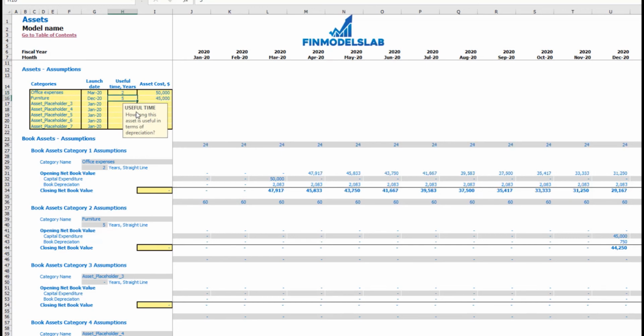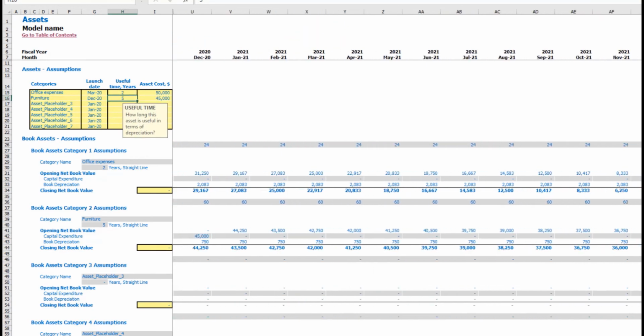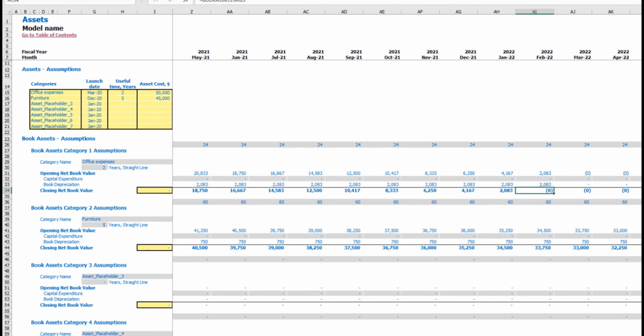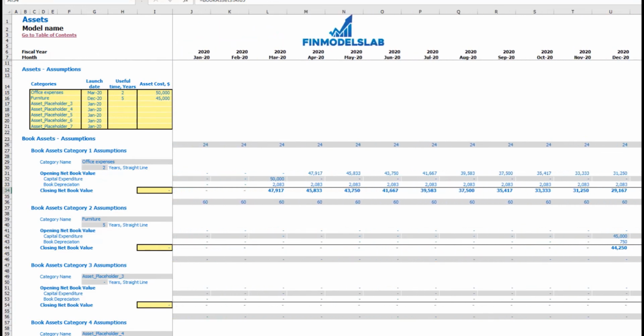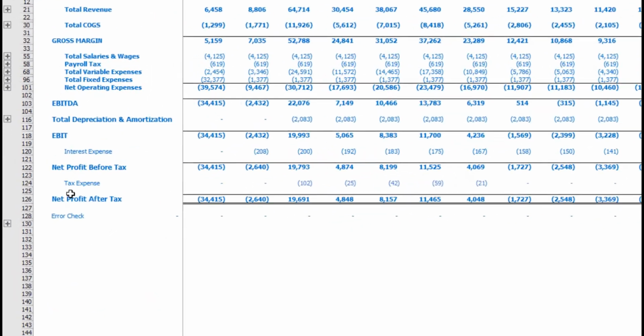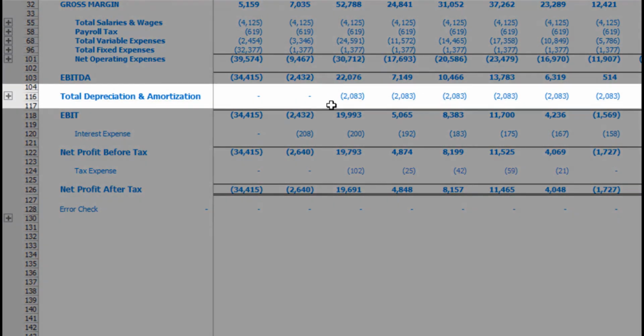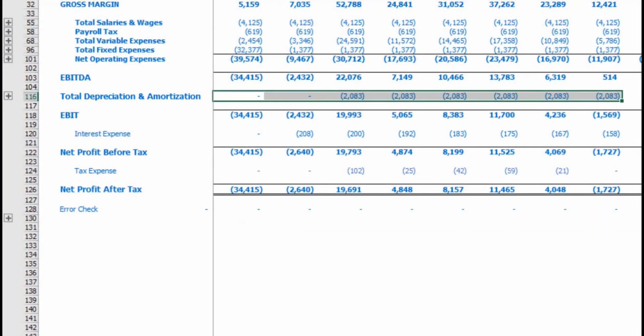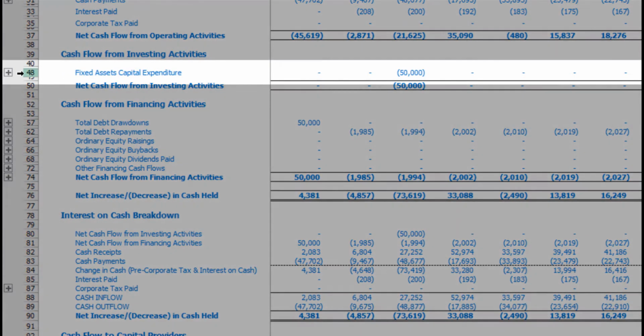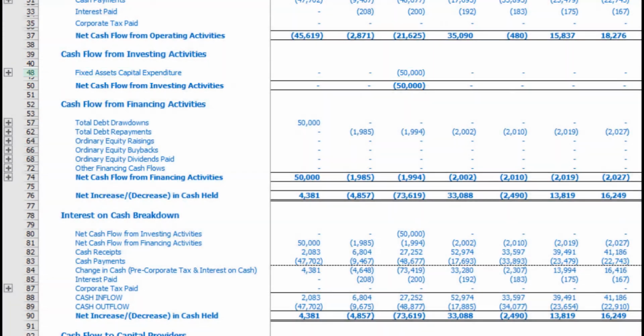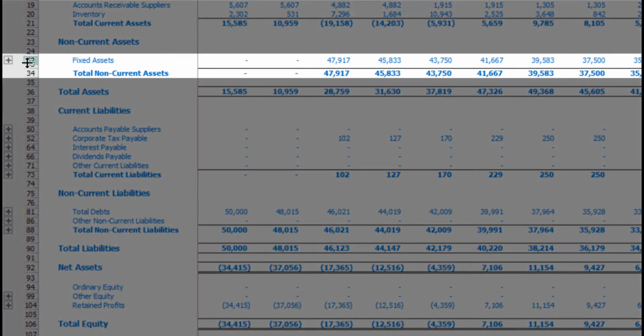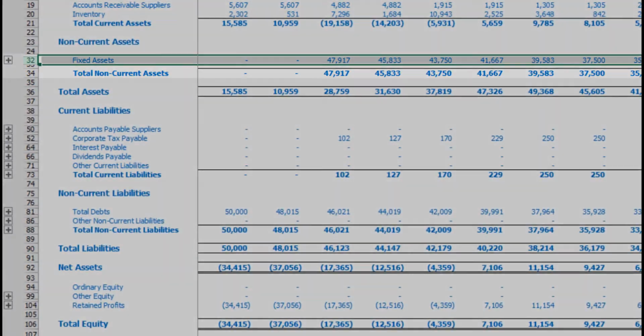If you set 2 years, for example, you will see that it will be amortized fully by February 22, which is 2 years from March 20. And you can see the closing net book value of this asset. Additionally, you can input up to 6 other asset line items. So in the income statement you may find the depreciation and amortization amount for each month. In the cash flow you may see the fixed asset capital expenditure, and on the balance sheet you may see the total closing net book value for these assets.